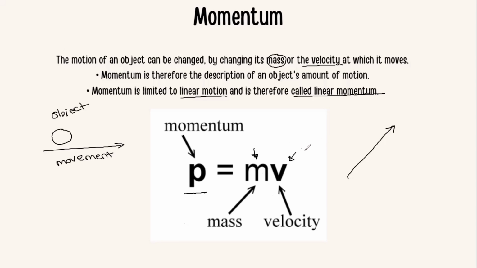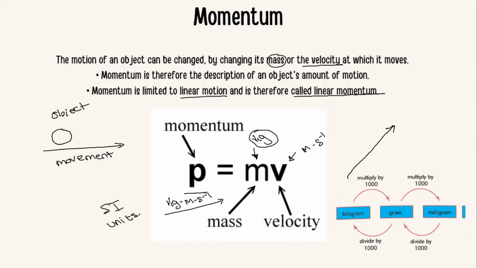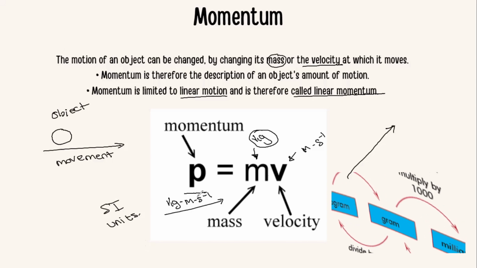Remember, your velocity is measured in meters per second. Your mass will be measured in kilograms. So therefore, your momentum will be kilogram meters per second. Okay, so these are the SI units. Very important that you look at the SI units and you make sure you know how to use them or how to convert to kilograms, for example, because in your exam, they can give you grams in the question. Okay, do not use grams, use kilograms.